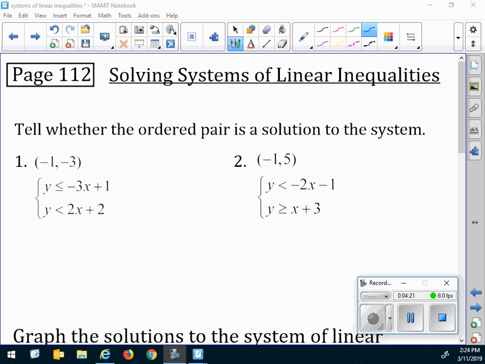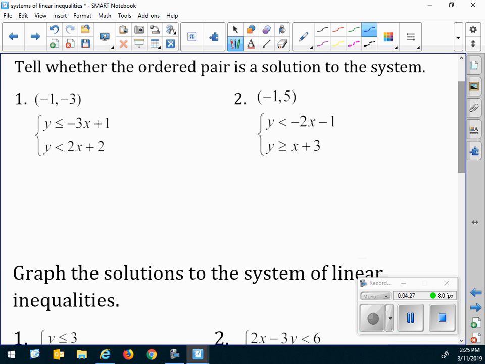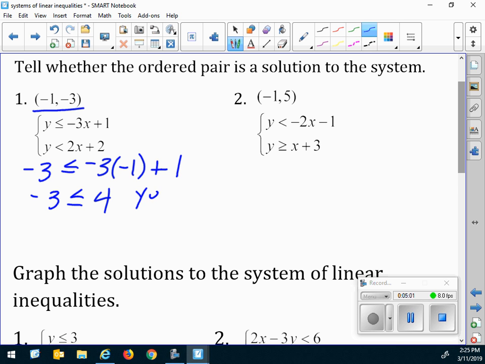Are we ready? Okay. Number 1. Here's your point. Which one of those numbers is y? -3. So we're going to put it in the first one. And we're going to say, is -3 less than or equal to what? Times -1 plus 1. Well, what is -3 times -1? 3 plus 1 is 4. Is -3 less than or equal to 4? Yes.